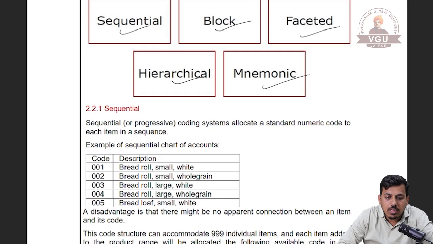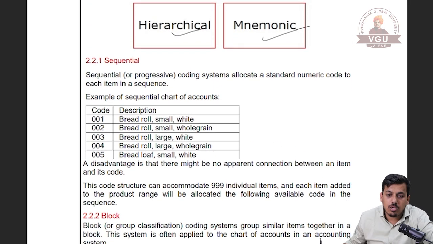Okay, so what is sequential? A sequential coding system allocates a standard numeric code to each item in a sequence, like 001 for bread roll, small and white. 002 is bread roll small whole grain, 003 bread roll large and white, 004 this one, 005 this one. Okay, so we are just sequencing all of them.